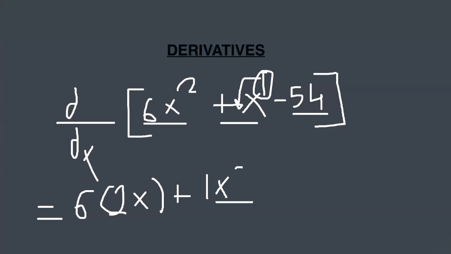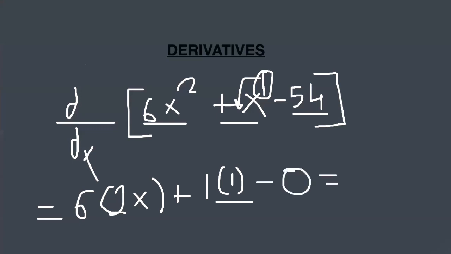And what is anything to the power of 0? It's going to be 1, right? So you can simplify that even further, and that is going to be 1. So we're essentially doing 1 times 1. And we have the negative 54. Well, we know that any constant is going to be 0 for its derivative.